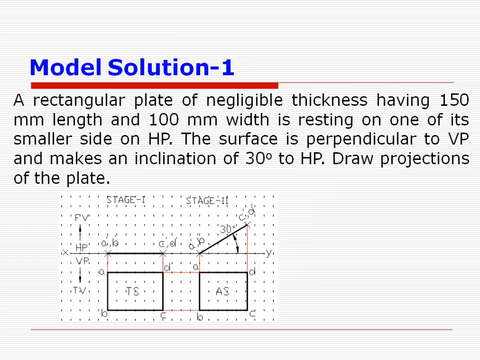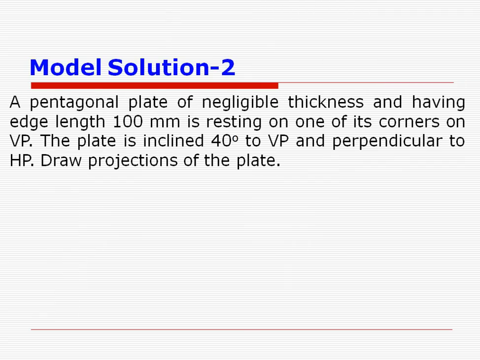So apparent shape otherwise cannot be drawn. So stages were required because apparent shape was required. So this is one solution. Another example solution is for a pentagonal plate of negligible thickness and having edge length 100 mm. First of all, we will draw the pentagon by the polygon command with 5 sides.